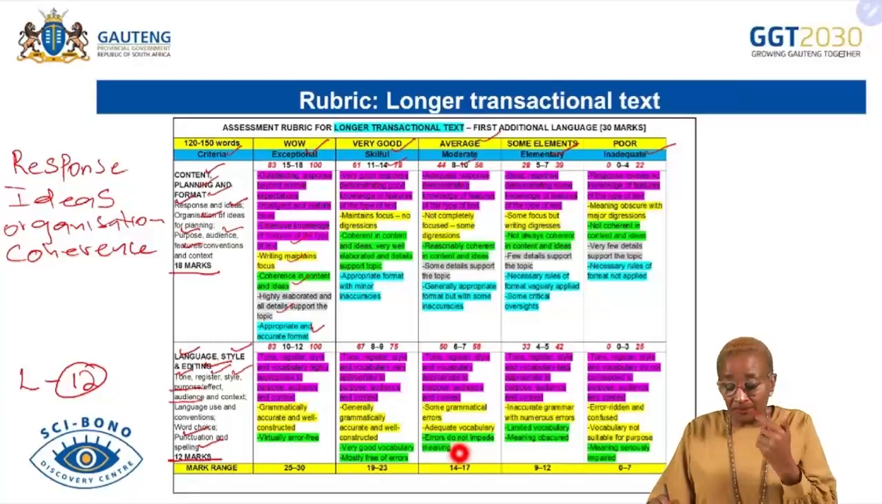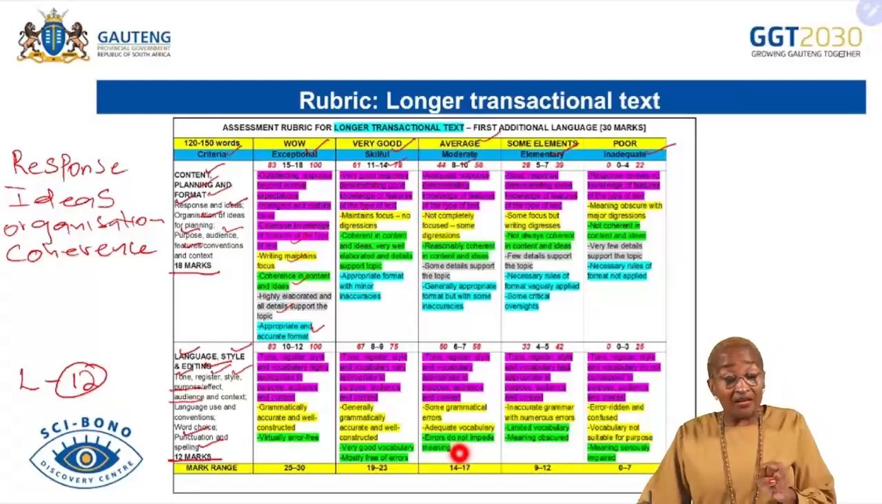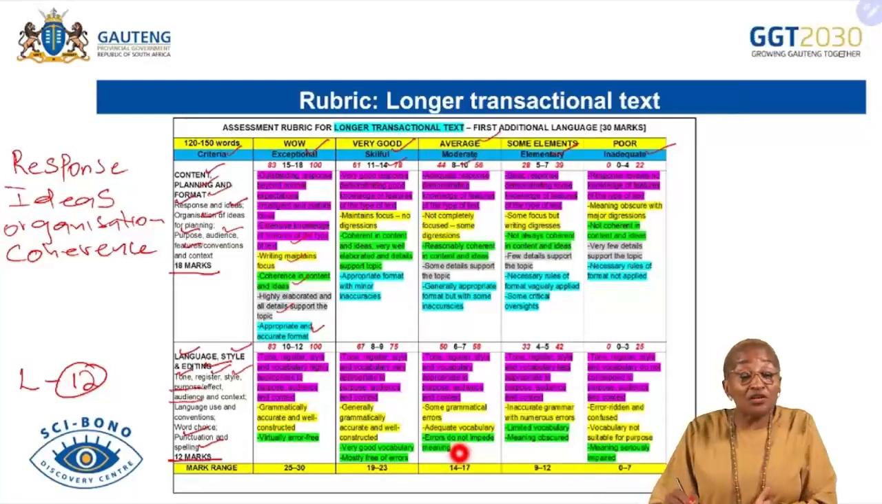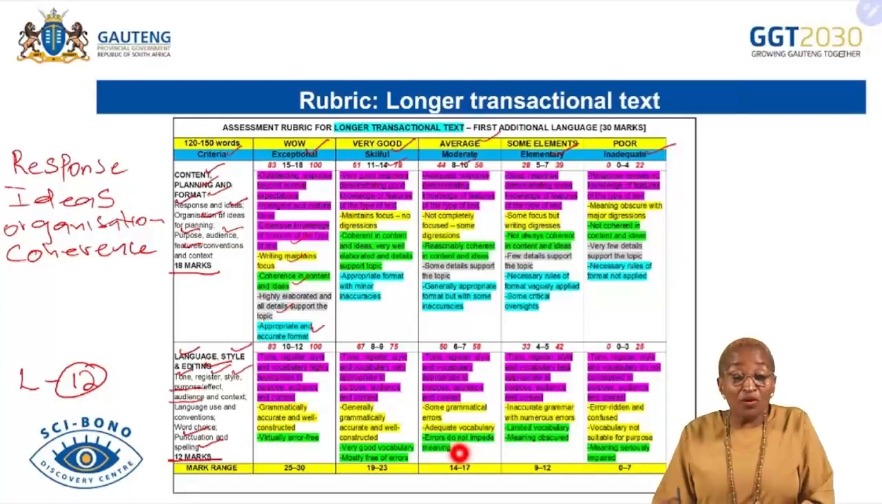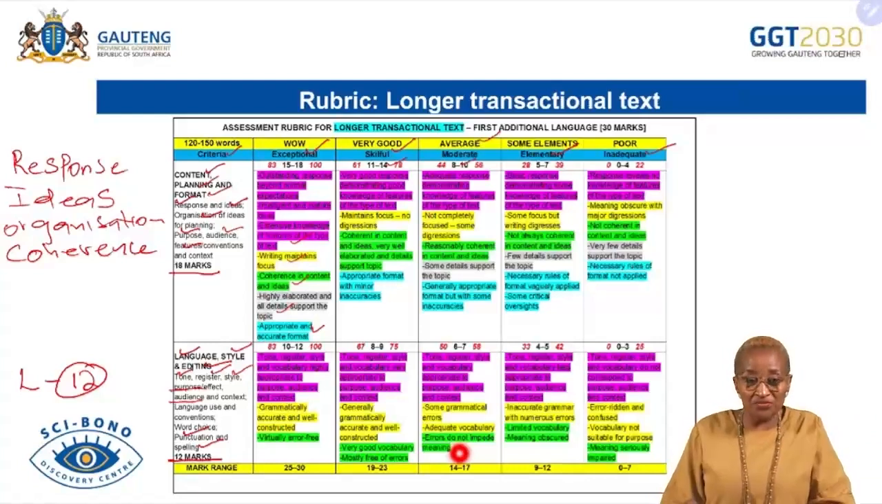Are we together then? So it is important that you understand this aspect. In the first place, we've got the criteria, which is informed by response, ideas, organization, and then from every criterion, we've got categories. Each category is made up of descriptors. What do the descriptors do? The descriptors describe the way in which you would have responded to the brief, addressing the content.